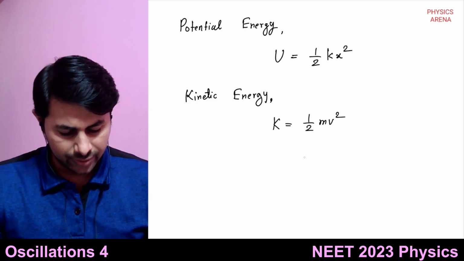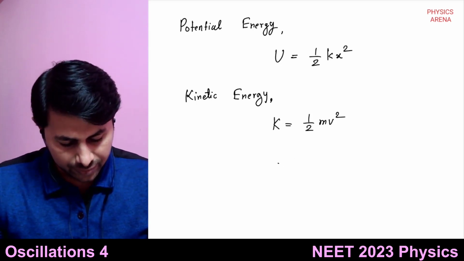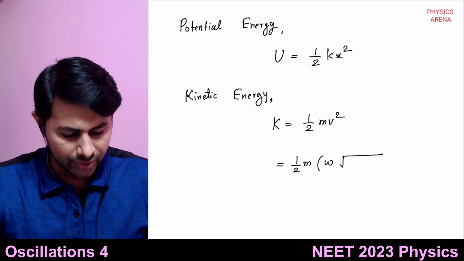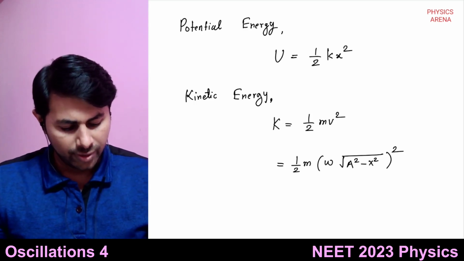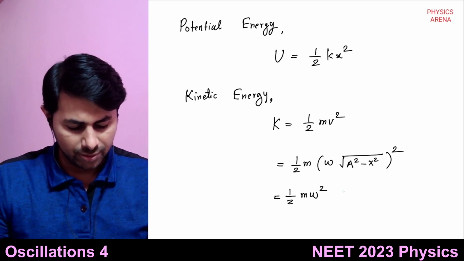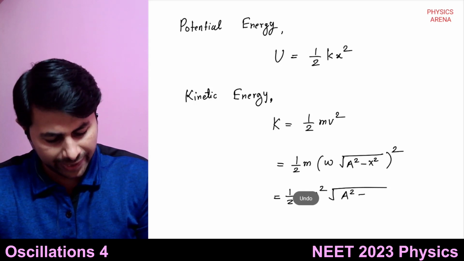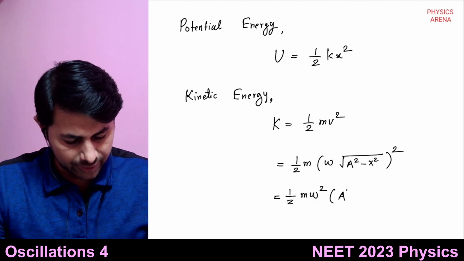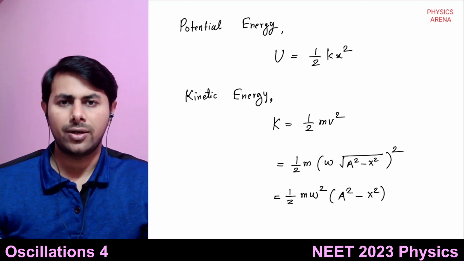And what is v? So v is omega multiplied by square root of a square minus x square. This is the formula for speed. We want the square of that, so it is half of m omega square multiplied by (a square minus x square). So that is just a square minus x square.